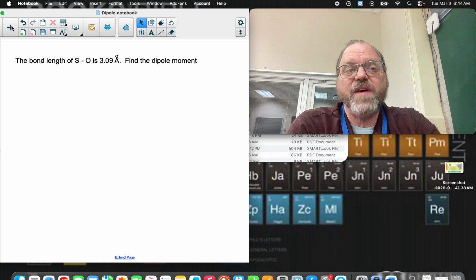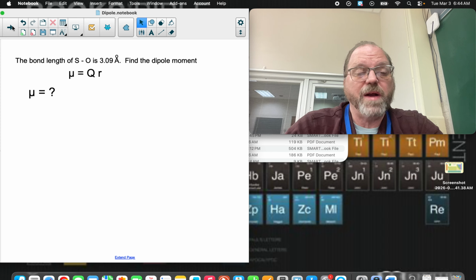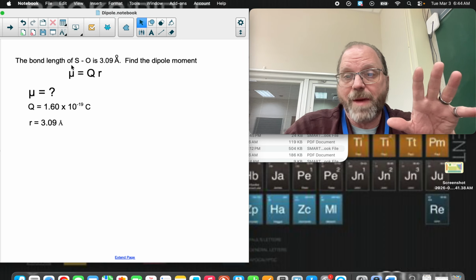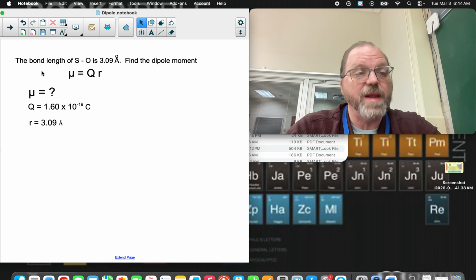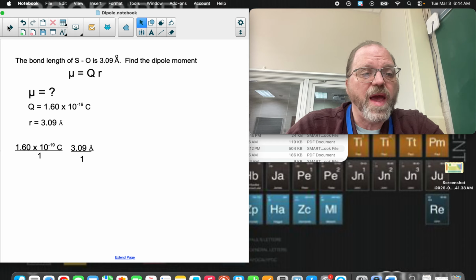All right, let's take a problem. The bond length of sulfur oxygen is 3.09 angstroms. Find the dipole moment. So we use our equation, mu equals Q times R, where mu is unknown here, Q is 1.60 times 10 to the negative 19th coulombs, and R is 3.09 angstroms. We didn't mention a magnitude of charge, so we assume that it's 1.